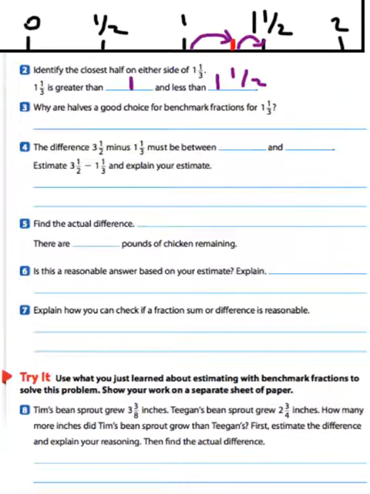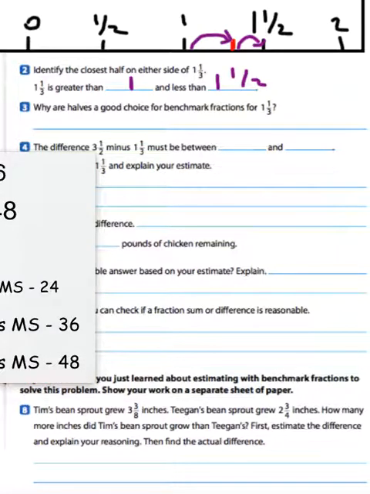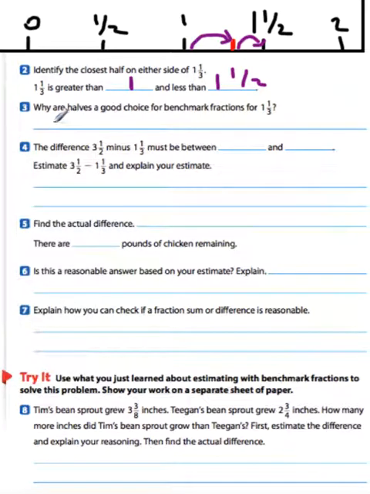Then it asks us why are halves a good benchmark for this. And the answer is going to be that, well, the denominator is an even number, and that's good. I like that. And it's also the next increment, right? So you got a half, a third, a fourth. You want an increment that is larger so that you can round it. So let's try and put that into words.